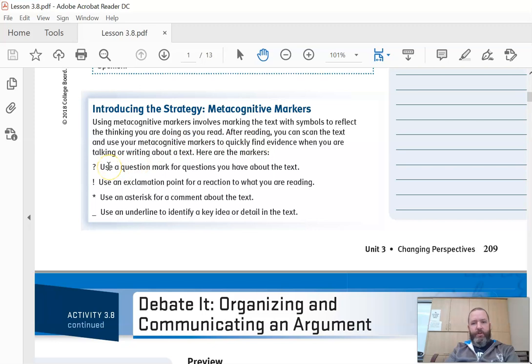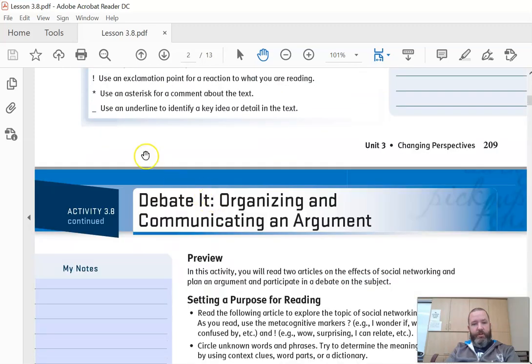So you could use sticky notes or the highlight feature to add question marks next to questions you have about the text, an exclamation point next to a reaction that you're reading, like you were excited, or wow, I didn't know that, or that's interesting, kind of thing. Use an asterisk for a comment about the text, and underline to identify a key idea or detail in the text. So using that highlight feature is always a good idea to point out those main ideas as you're reading through it, so you don't have to go back and find them again.